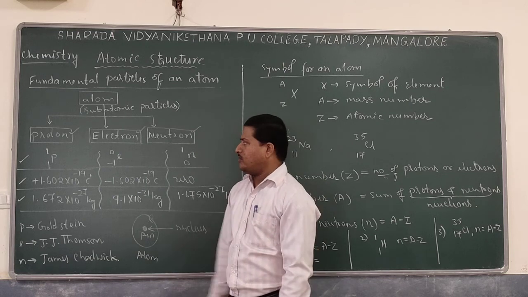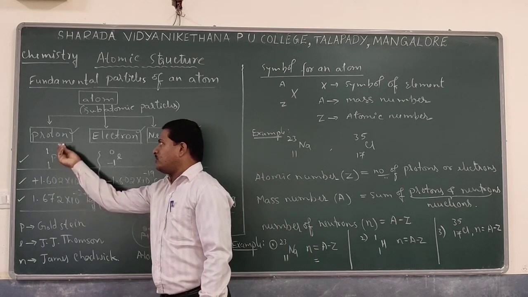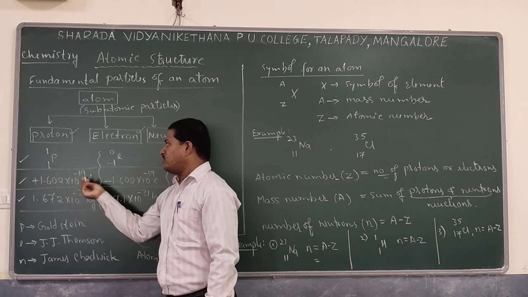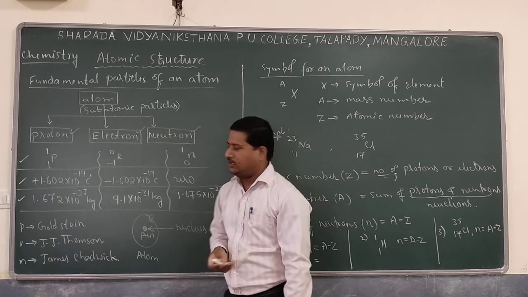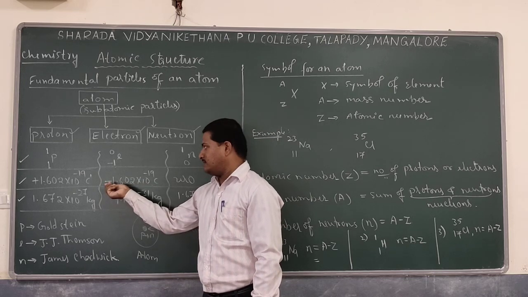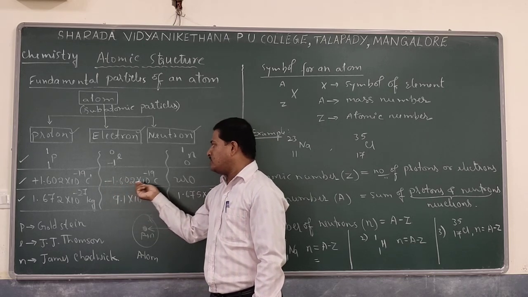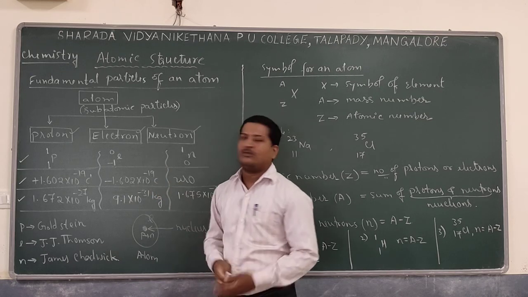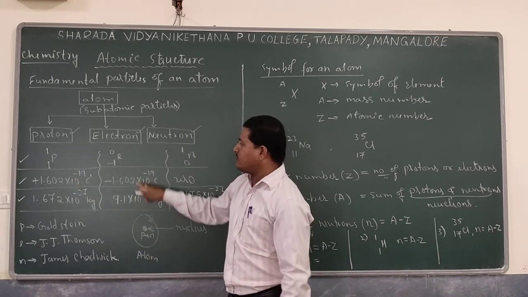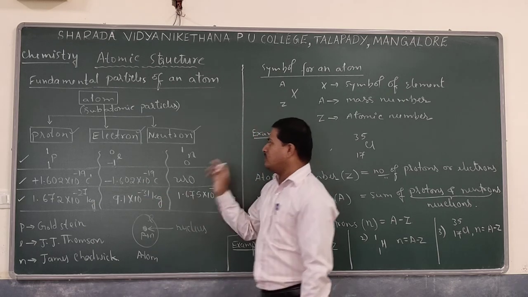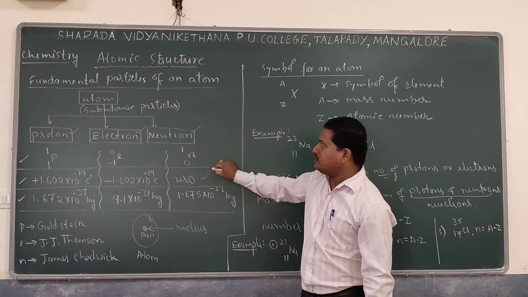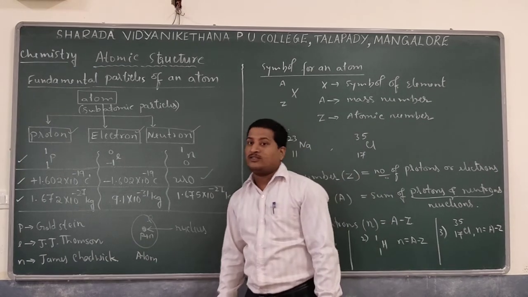If we talk about their charges, proton shows plus 1.602 into 10 to the power of -19 coulomb charge. But electron magnitude is the same but direction different. Here it is minus 1.602 into 10 to the power of -19 coulomb charge. That means proton shows positive charge whereas electron shows negative charge. But for neutron, charge is zero. A point to be noted: a chargeless fundamental particle is the neutron.